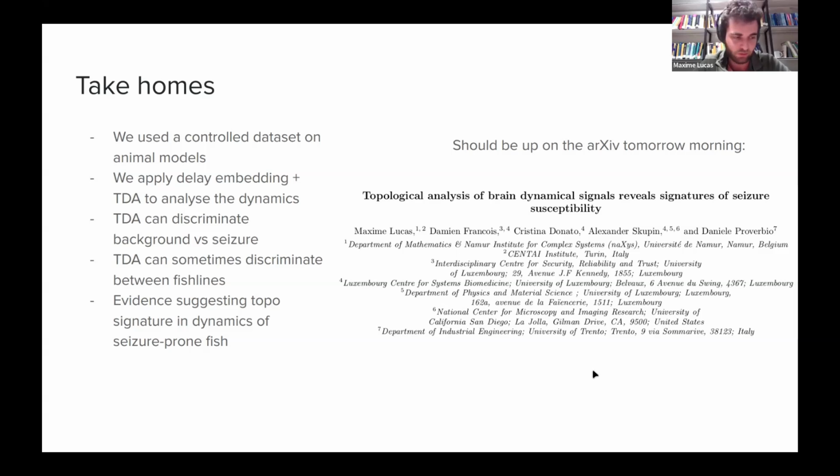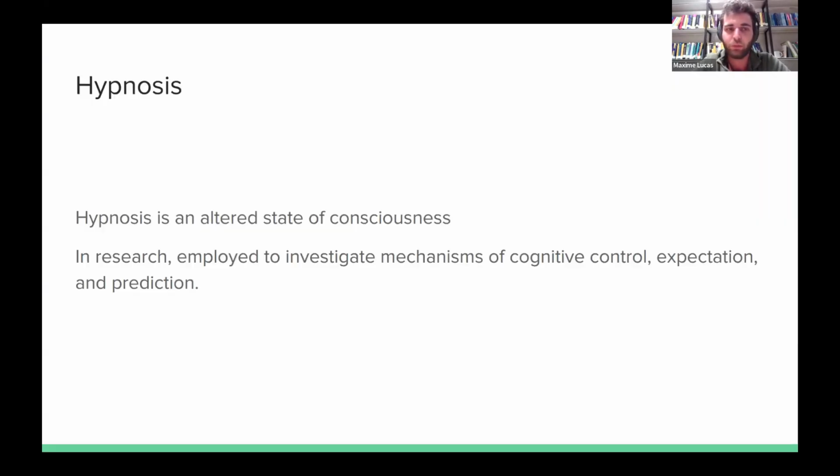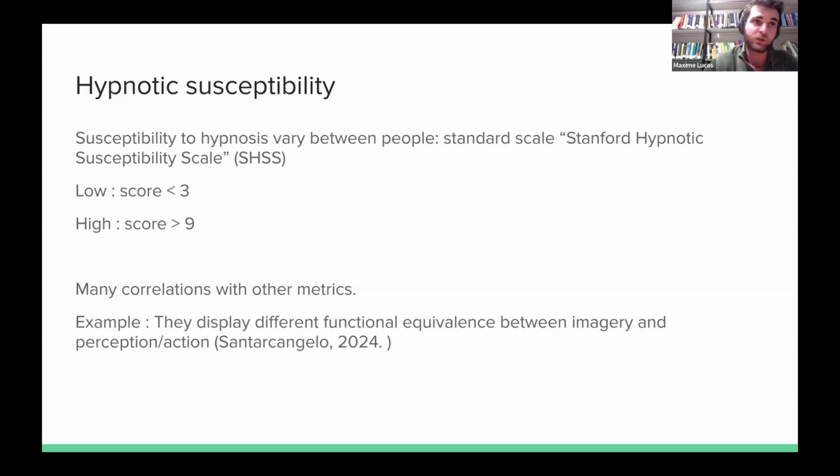So now I will finish with another project that was on hypnosis, and the analysis pipeline is very similar. There are actually a lot of people studying hypnosis in research contexts, and it's an altered state of consciousness, and people study it not only to study it per se, but also to try and investigate mechanisms of cognitive control, expectation, prediction, and other cognitive aspects. One interesting thing is that different people can have different hypnotic susceptibility. Are you more susceptible and easier to hypnotize, let's say, or not?